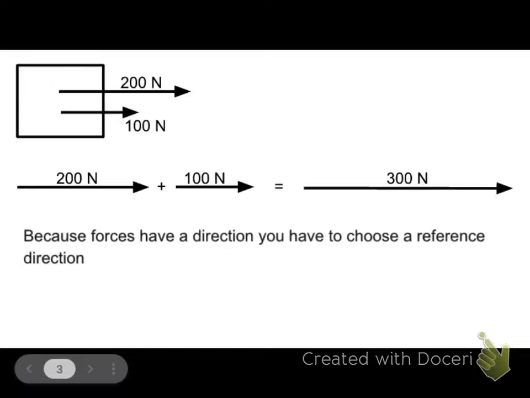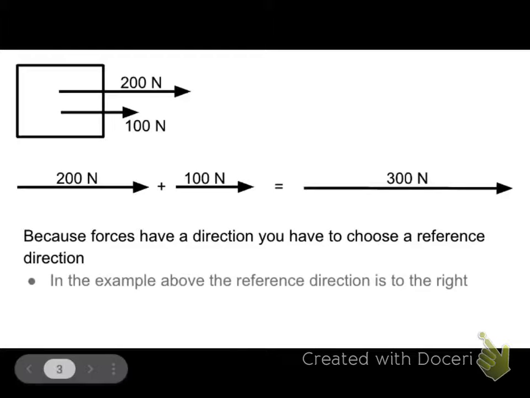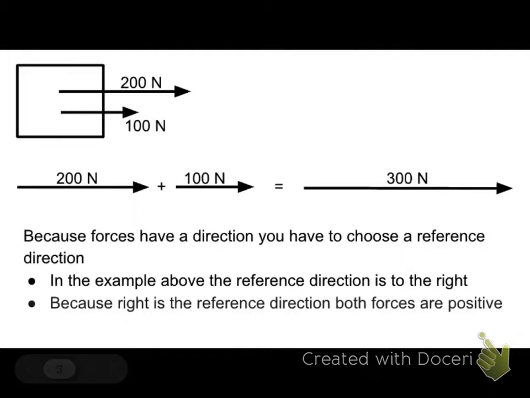So, I want you to notice that because all of these forces are pushing in the same direction, we've made them positive. That's because we've chosen a reference direction. A reference direction is just us saying, if you're moving in this direction, your movement's going to be considered a positive force. If you're moving in the opposite direction, we would then consider your force a negative force. Okay? In this example, our reference direction is to the right, and because of that, both forces on this box are indicated as being positive forces.